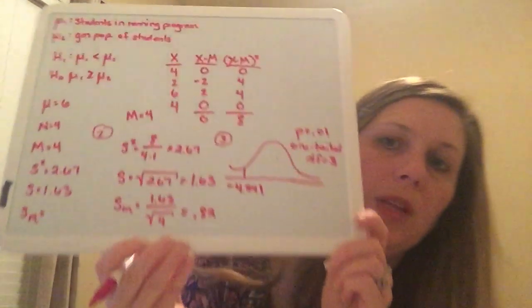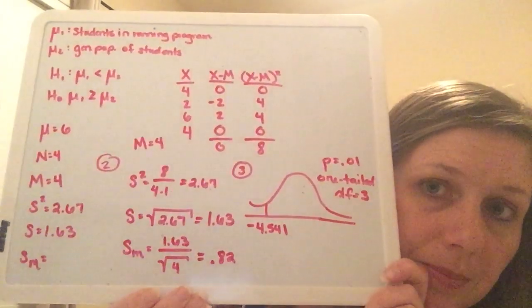Okay, so tricky thing here though is you got to figure out which side you're going to put it on. So we thought that students in the running program would be less anxious. So we're going to actually put this cutoff on the left. And I just did that wrong, so I had to fix it. Okay, so here's where I am.